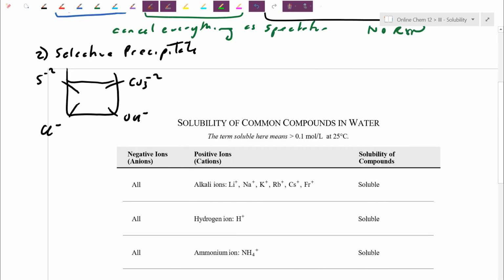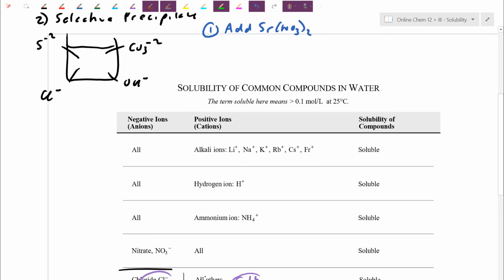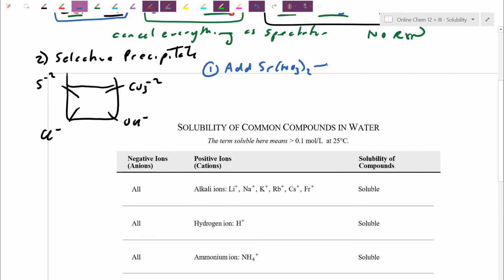Again, I'm not going to ever have a bottle of just pure strontium. Charges are unstable. I need to have some counterbalancing ion. So let's add strontium nitrate. Where did that nitrate come from? I'm using the fact that nitrate salts are always going to be soluble. Basically, I don't care about the nitrate. This becomes strontium ion and 2 nitrate ions like this. This will just produce the strontium that I need.